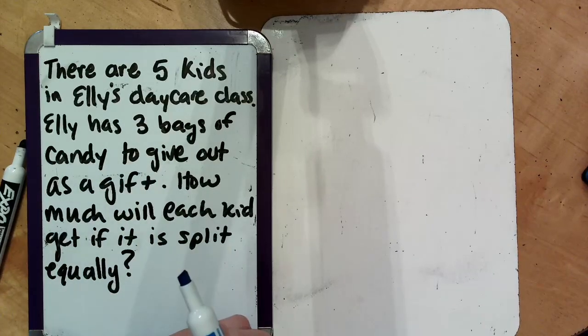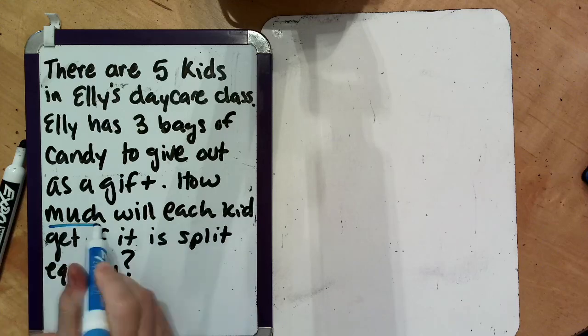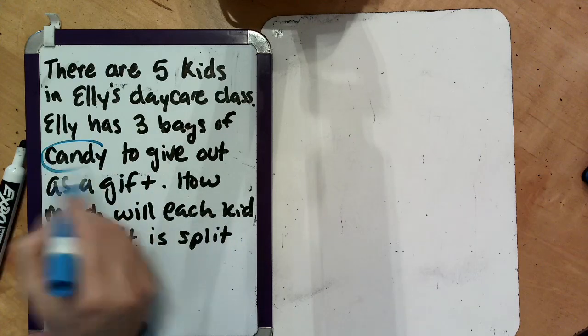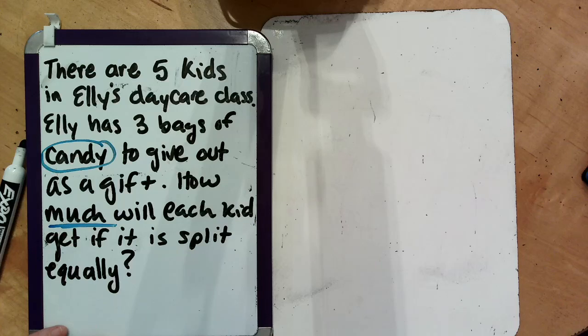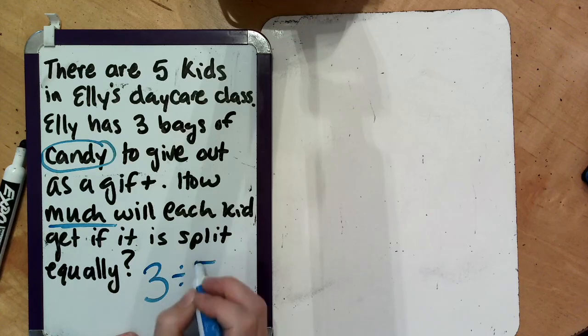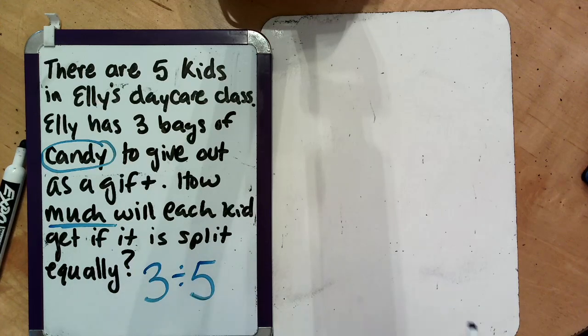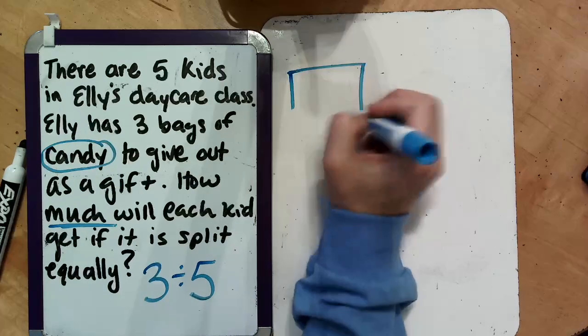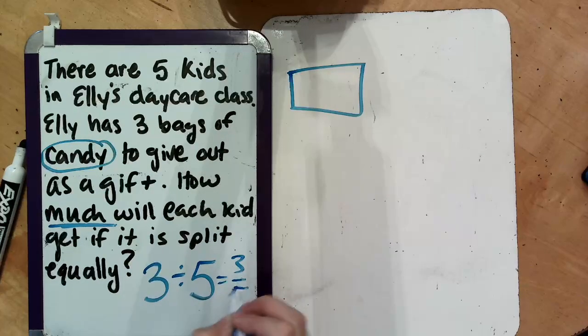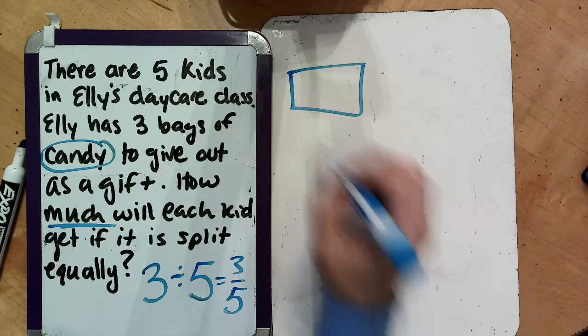So what we need to do is we're trying to figure out how much candy each kid is going to get. So we have a total amount of 3 bags of candy, and we're going to divide that amongst 5 kids. That's it. That's our problem. We're already done. Done. That's all the student needs to do.